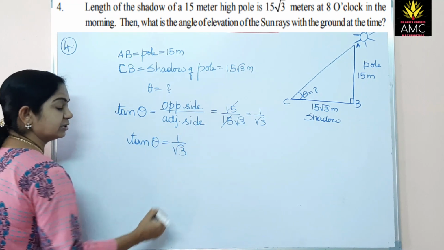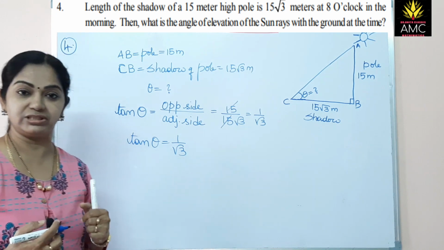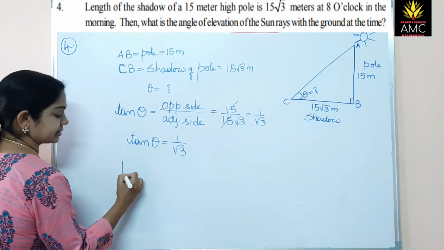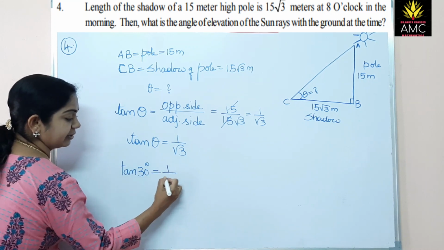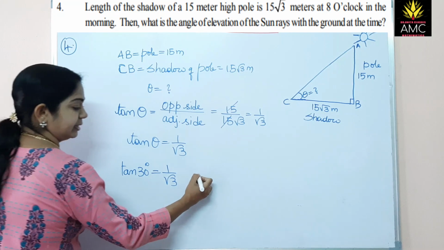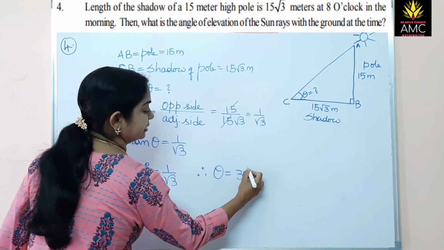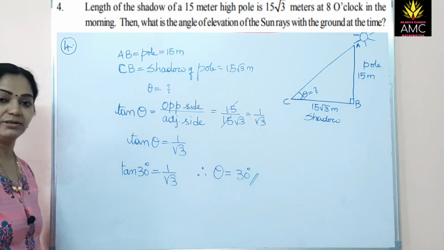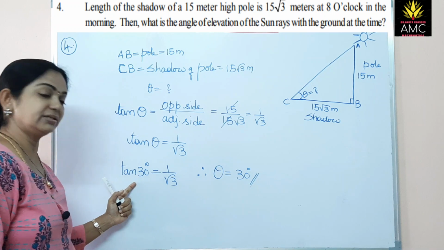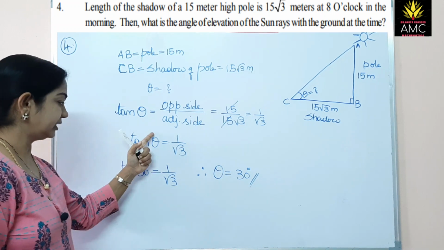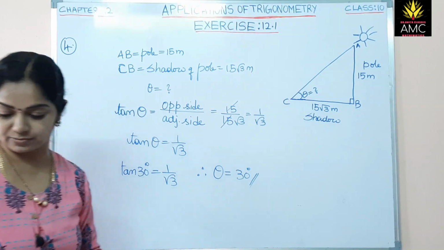Now as we know the trigonometric values, which tan value is 1 by root 3? Obviously it is 30 degrees. Tan 30 degrees is equal to 1 by root 3. That means therefore theta, the angle of elevation, is clearly 30 degrees. Right. So which value is 1 by root 3? Tan 30 degrees is 1 by root 3. So theta value is 30 degrees. Quickly pause the video and note it down. Let's see the next problem.